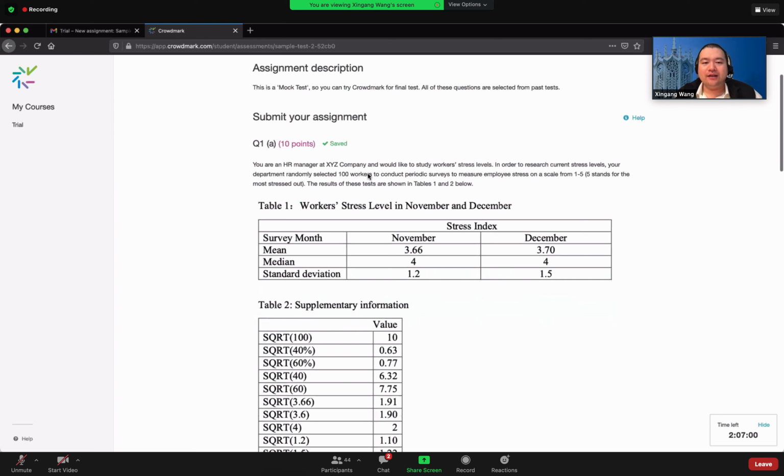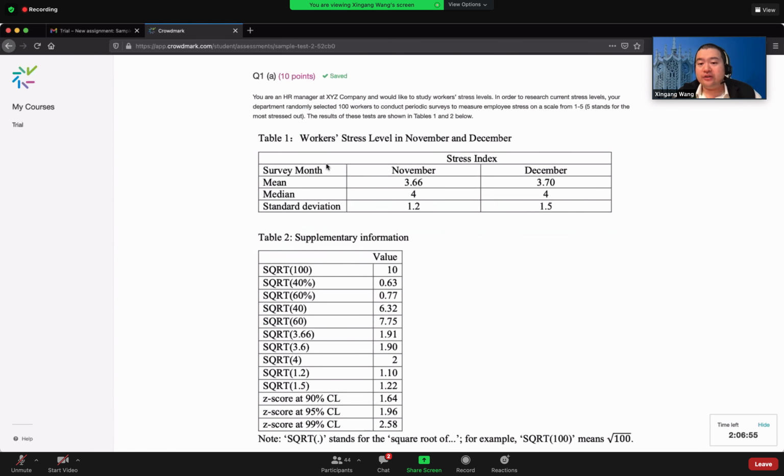So this is a table, right? How to interpret this table? You've got a mean, a median, and a standard deviation. Here, how to interpret it? As I mentioned before, the mean means your expectation, the center of the data. The median also shows the center of the data. In both cases, November and December, the mean is smaller than the median. So what does it mean?